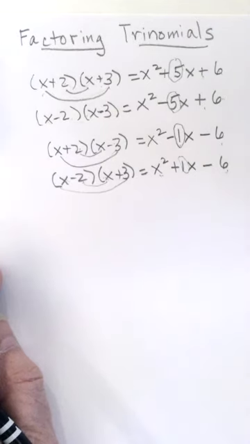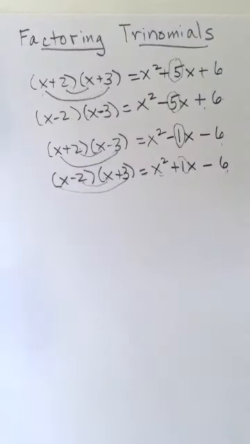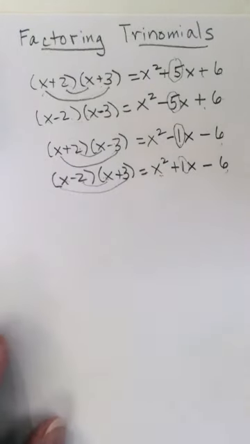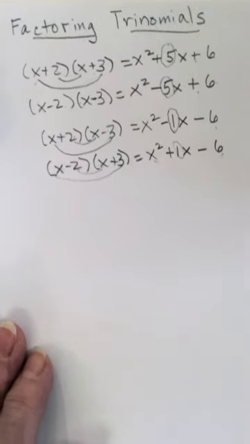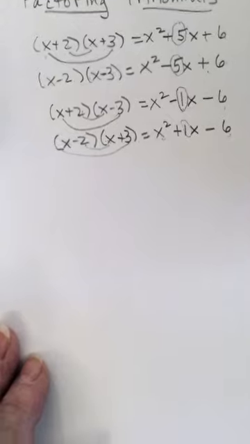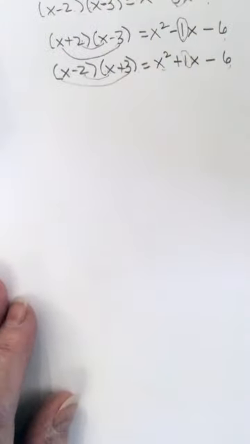But that's the easy case where the coefficient of x squared is 1 when you're factoring. So now we need to look at some multiplication examples where the coefficient of x squared is going to turn out to be something other than 1. So let's take a look at some examples of that.